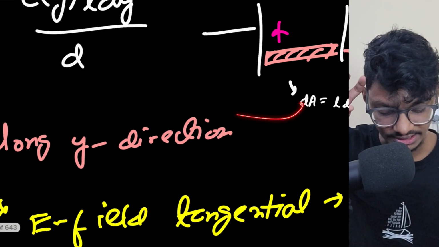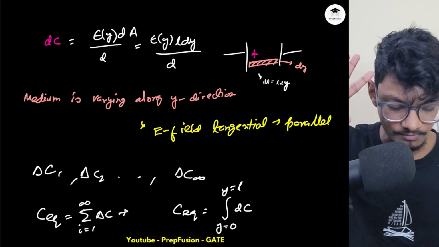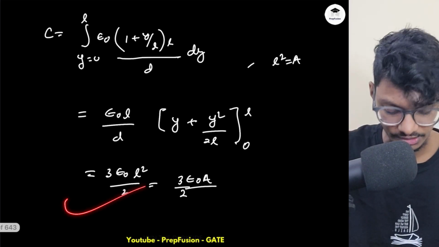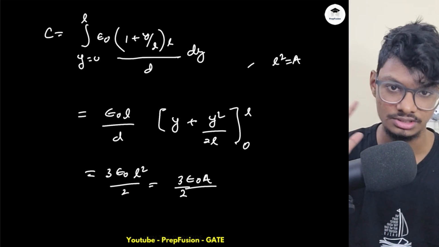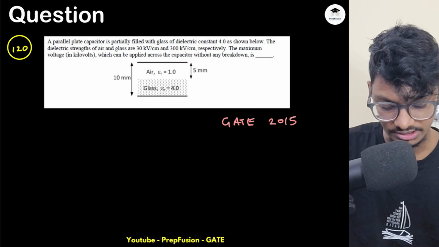Okay, small area, and that is exactly what I will replace here, and I will integrate my y from 0 to L, and like that I will get my equivalent capacitance as 3 by 2 epsilon naught A. So this is a good question, and this type of question can be asked in future GATE examinations. I am expecting these types of questions to be asked. Okay, so let's do another question.